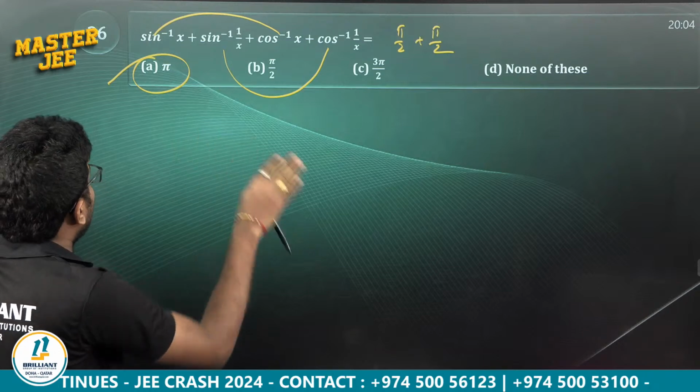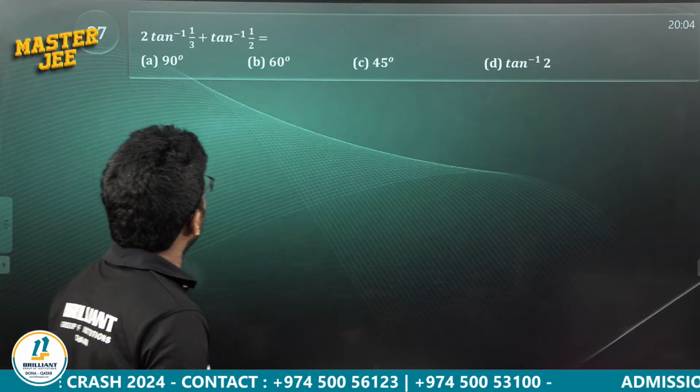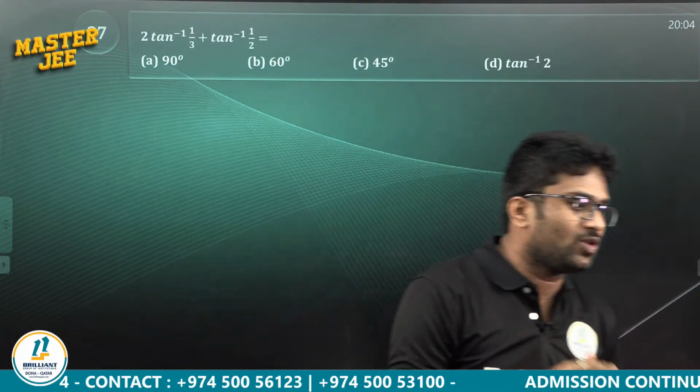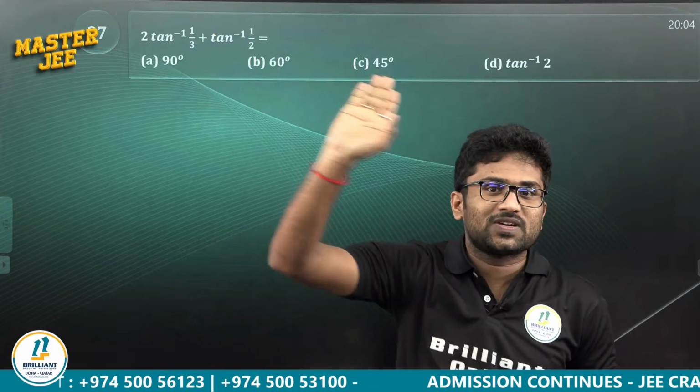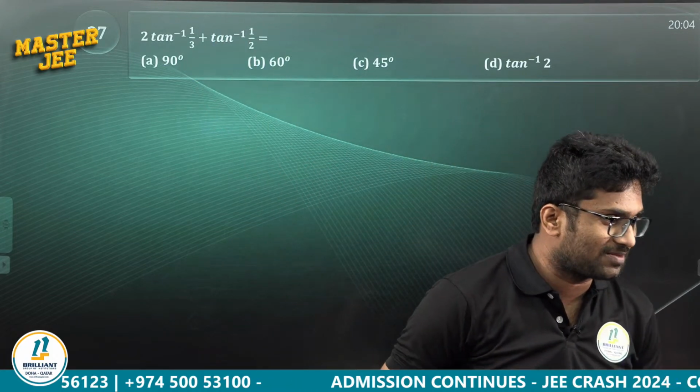Yes, that's it. It's pi by 2 plus pi by 2. Now going with the next question. Again guys, we have 2 tan inverse something plus tan inverse. First we have to simplify the 2 tan inverse.